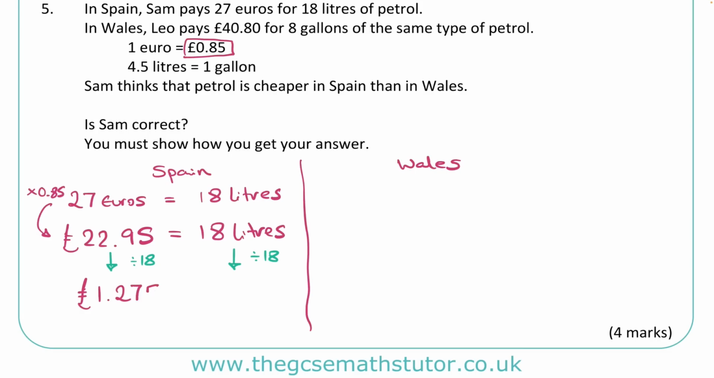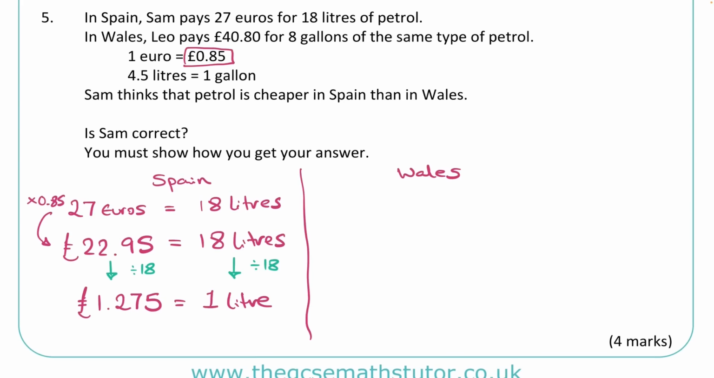So £1.275, and that is equal to 1 litre. So that is the cost per litre in Spain in pounds. We're now going to have a look in Wales. So in Wales, it says it's £40 and 80 pence, and that is equal to 8 gallons.